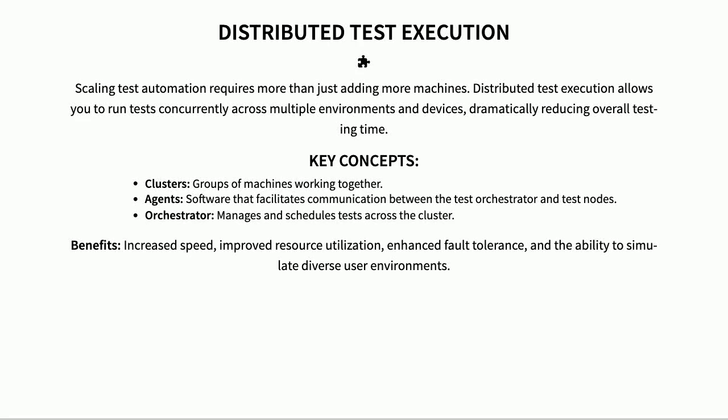Okay, let's talk about distributed test execution. Think of it as a way to massively speed up your testing process. Instead of running all your tests on just one machine, you spread them out across multiple machines. We call those clusters. An agent is like the translator between the main controller and each individual machine doing the work. And that main controller, often called an orchestrator, is responsible for keeping everything organized and making sure the tests run smoothly.